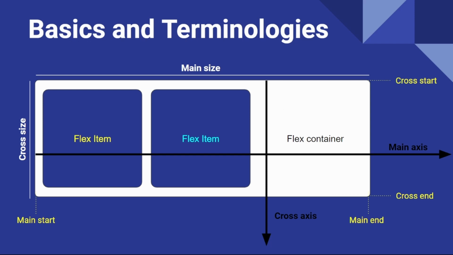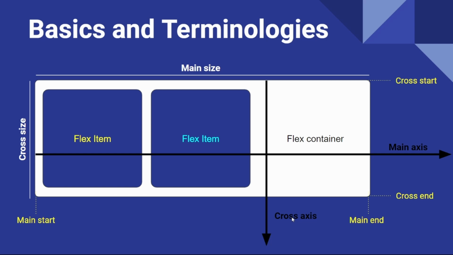Let's look at some basic terminologies and what we mean by those terminologies. You're going to hear cross start, cross end, main start, main end, flex items, flex container, main axis, cross axis. These are all different terminologies that you need to be aware what they mean.